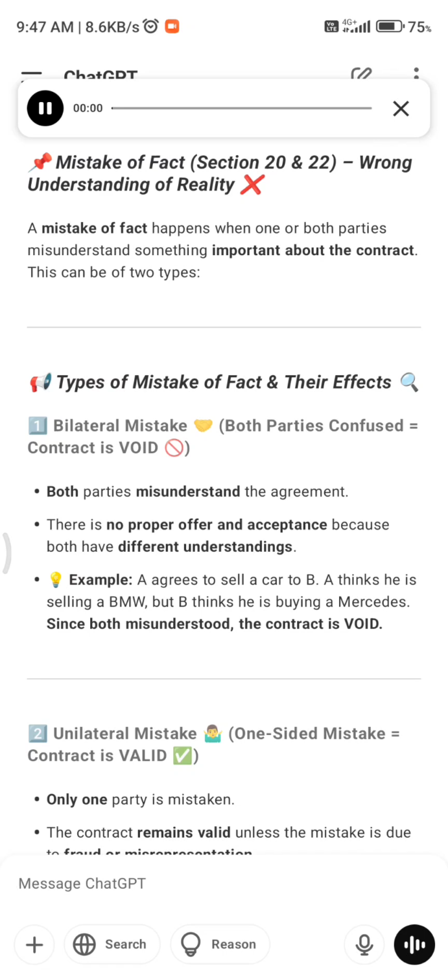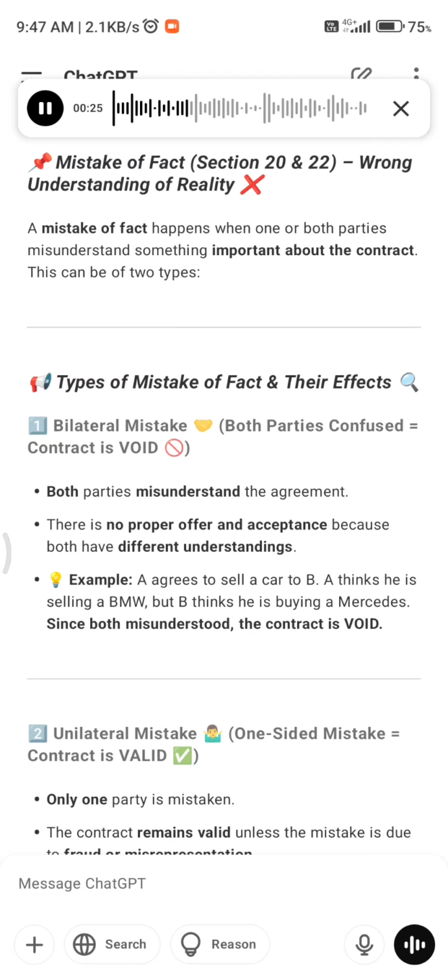Mistake of fact, Sections 20 and 22. Wrong understanding of reality. A mistake of fact happens when one or both parties misunderstand something important about the contract. This can be of two types. Types of mistake of fact and their effects. 1. Bilateral mistake. Both parties confused, contract is void.